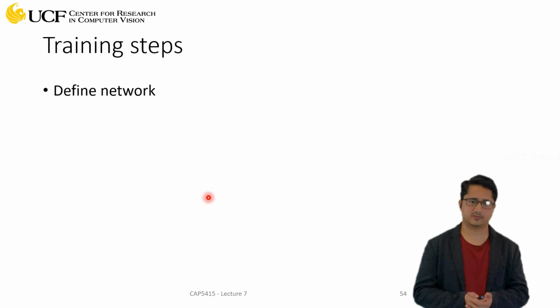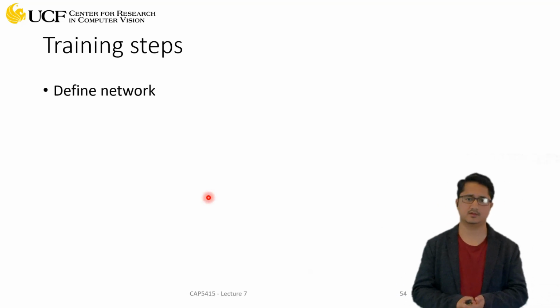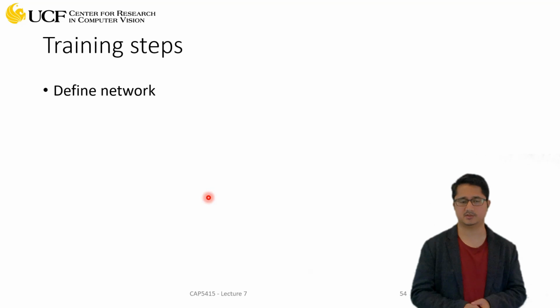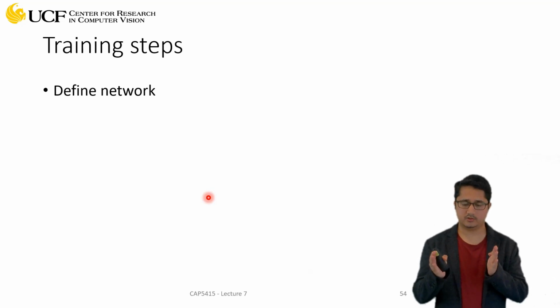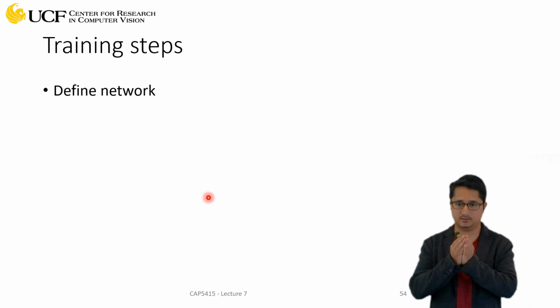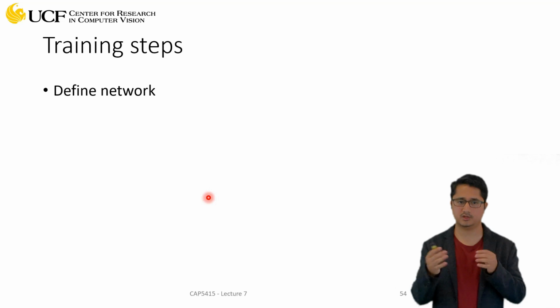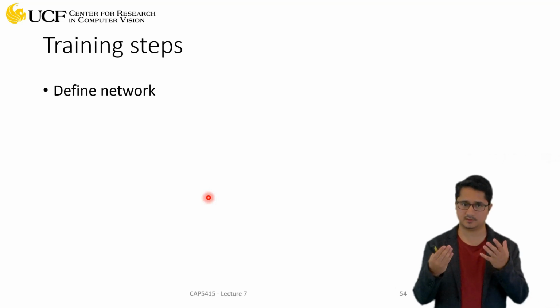Okay, so those were the different key aspects which I wanted to discuss. Now let's follow the training steps. What you do is you have the problem, you know what problem to solve. So you know what your network's input and output will be. Depending upon that, you will first define your network, the architecture of the network.